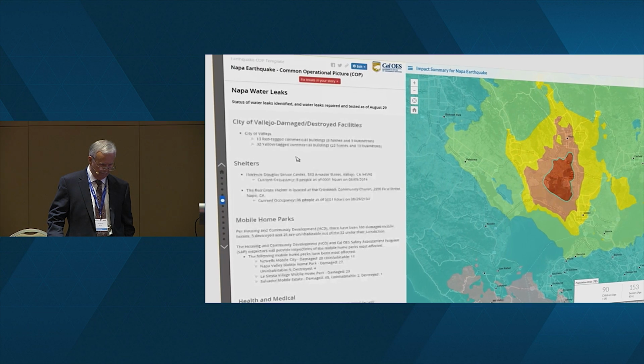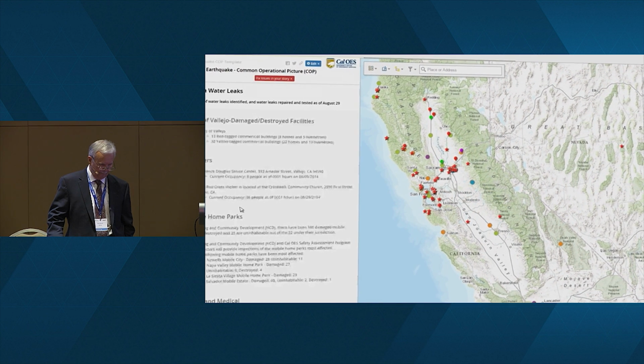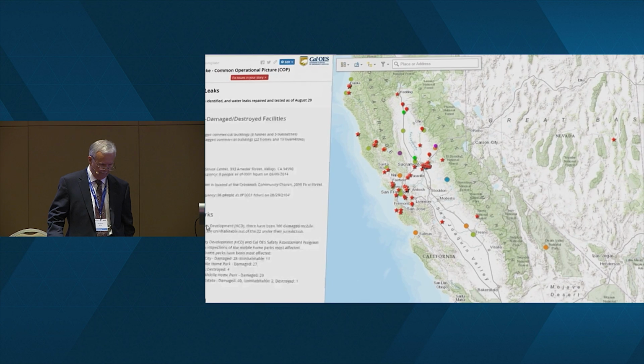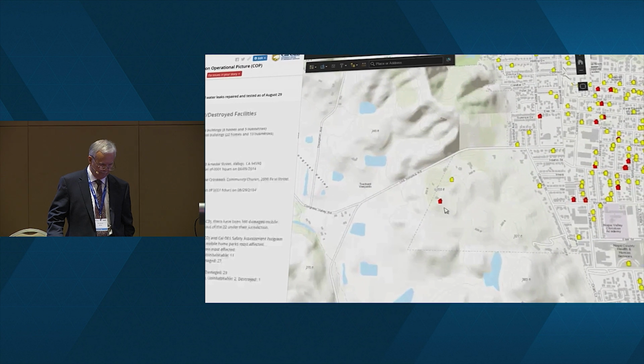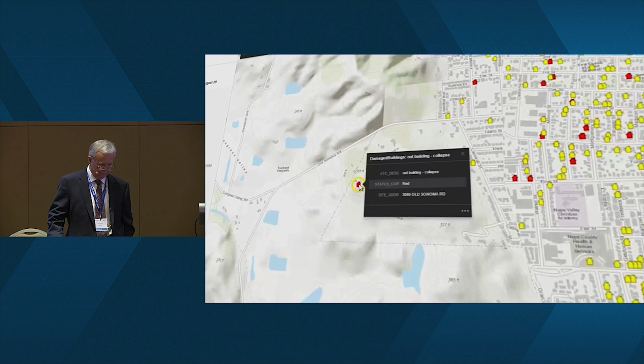What they showed us that day during the Napa earthquake was a story map. It's interactive. It allows us to take a look at the shake map, take a look at the shelters, take a look at whatever information that we're discussing. This allows us to really give the decision makers what they need. The technology is there, and we know that it's available, and we leverage it to the best of our abilities.